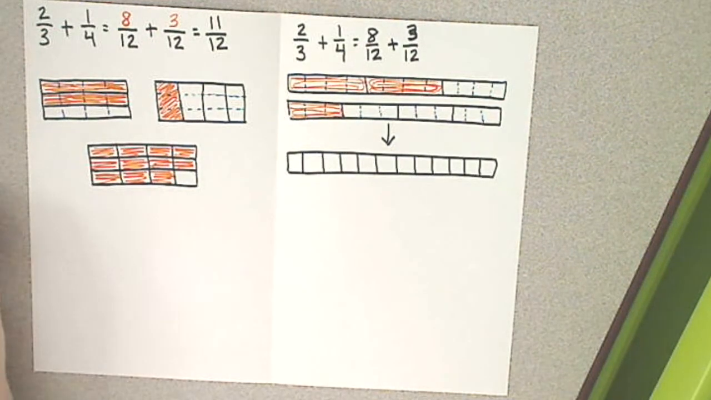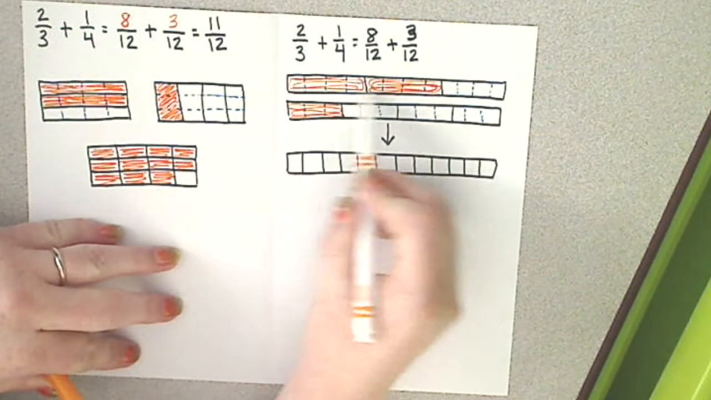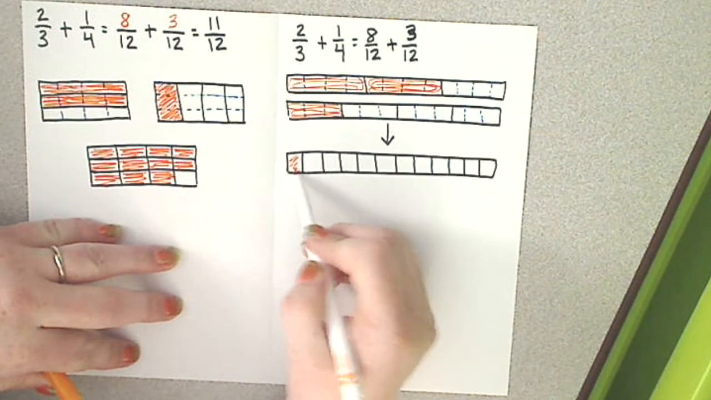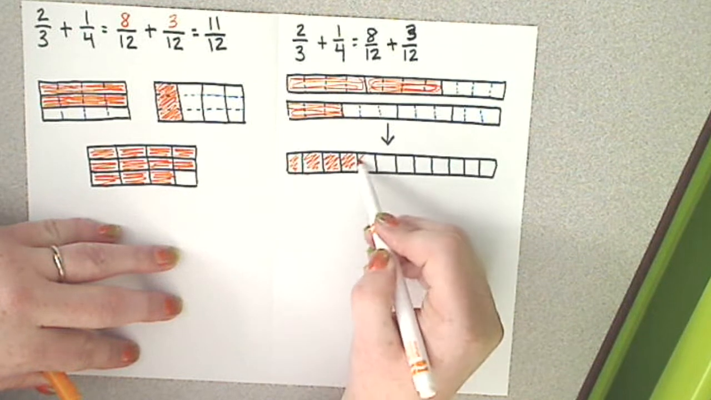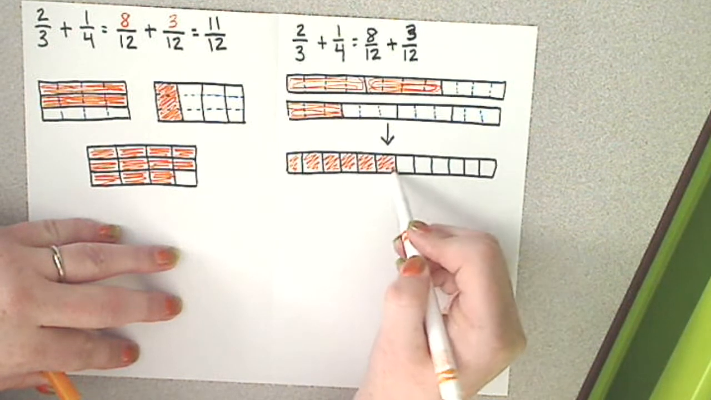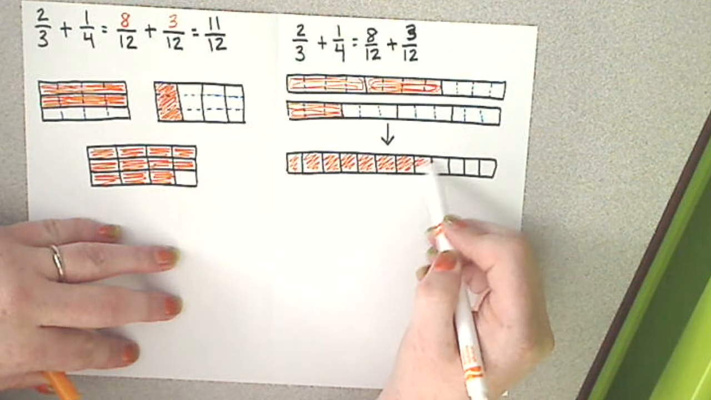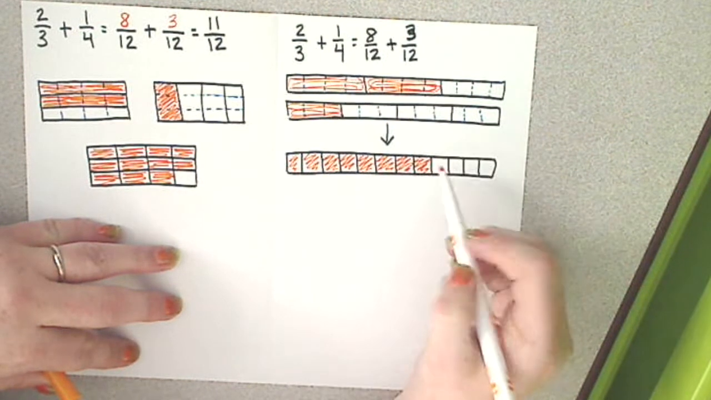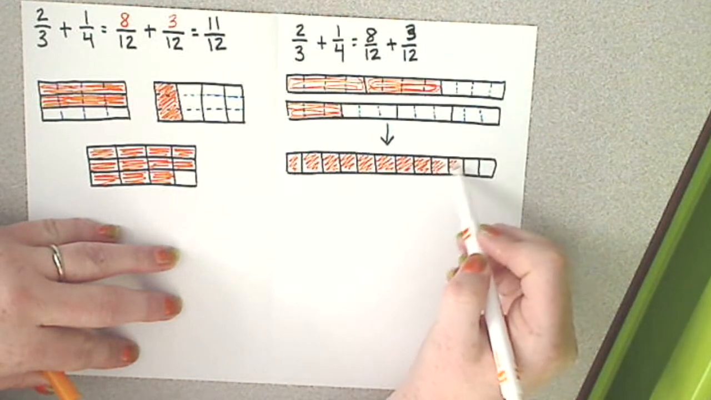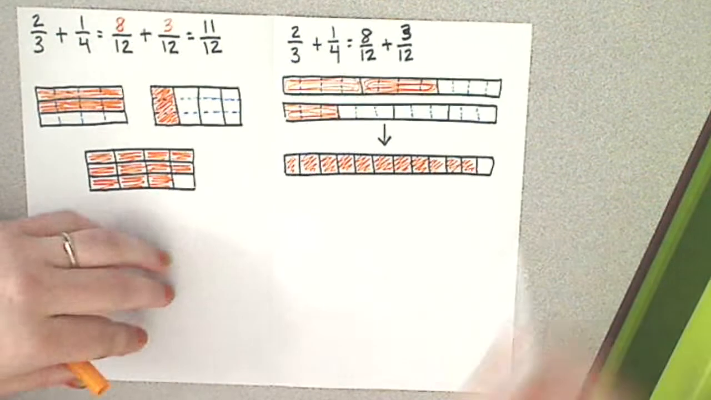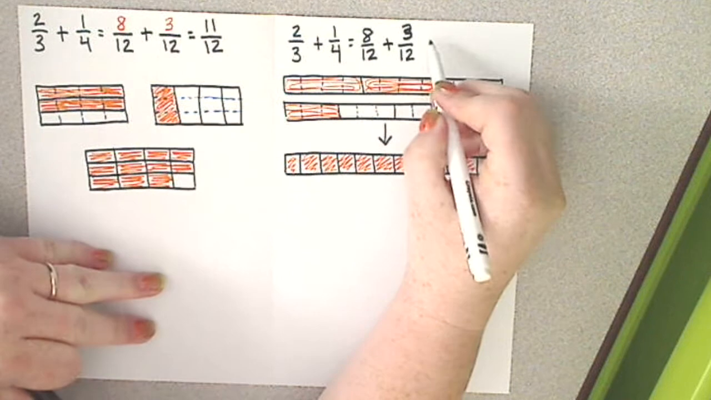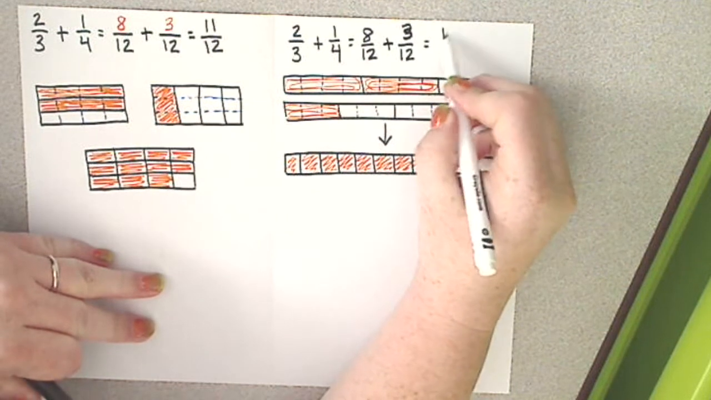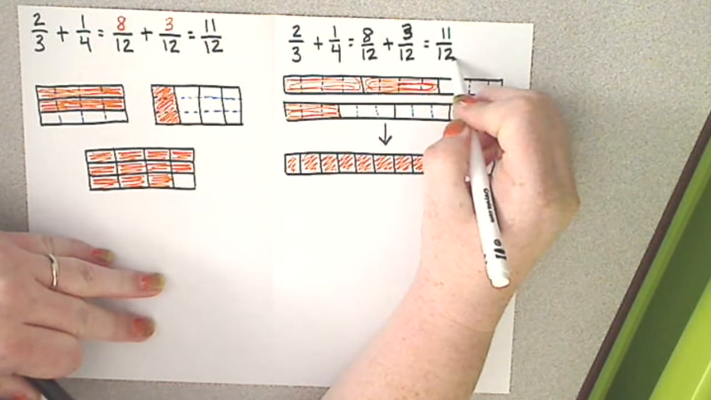And now I need to transfer all of these pieces into my new bar. So I'm going to start with my 8. 1, 2, 3, 4, 5, 6, 7, 8, and then color in the 3. 1, 2, 3. And just like the first time, this gives us a final sum of 11/12.